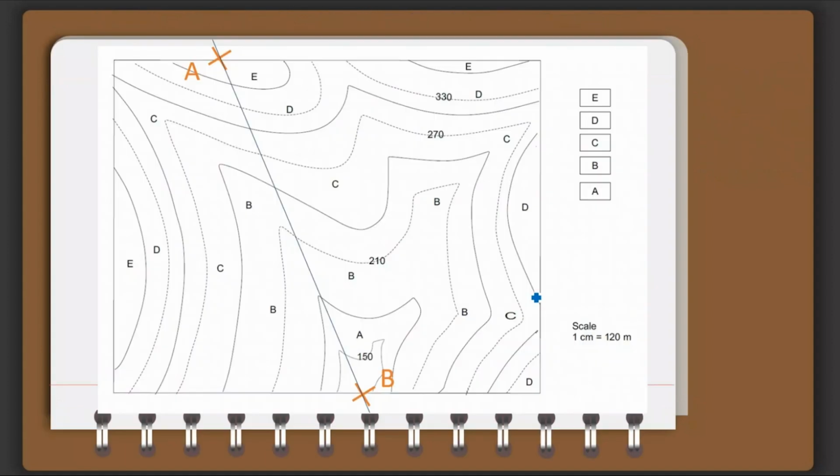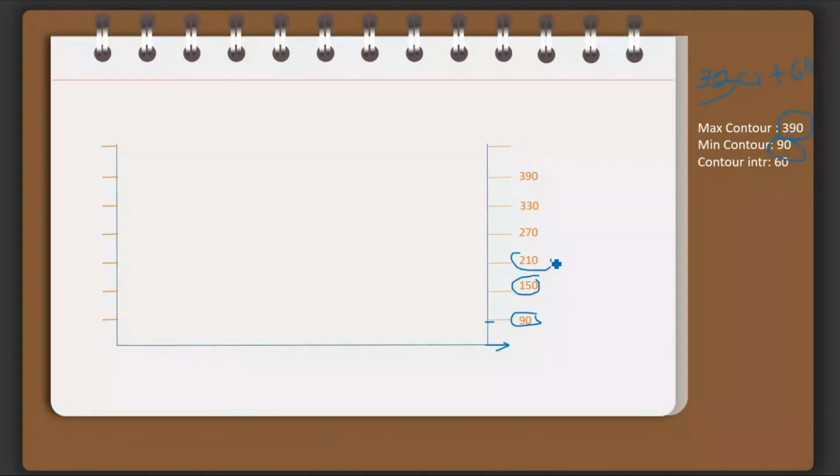Then we have the second, 150, 210 and 270, 330 and 390. Similarly, on both sides I am marking these values. This is the boundary, the extent of my section and the height of my section. Two things I have already decided and prepared. Now I need to project the contour values here.